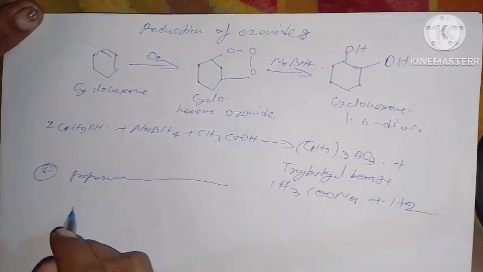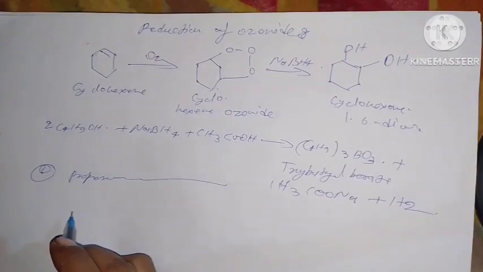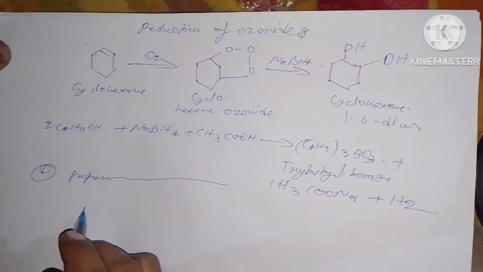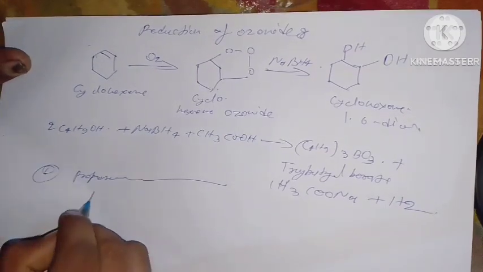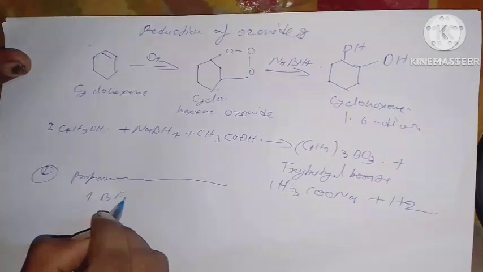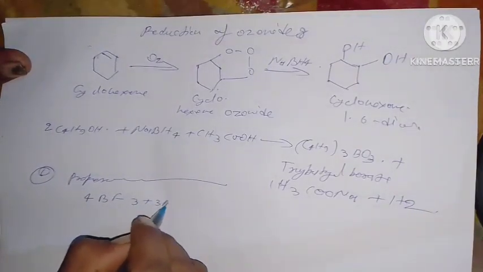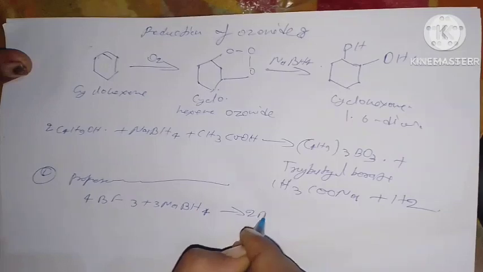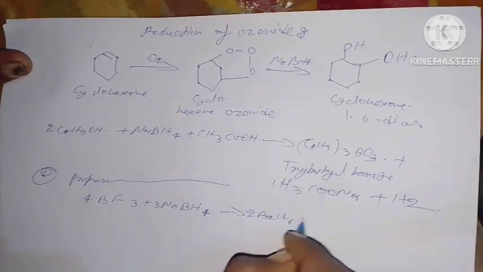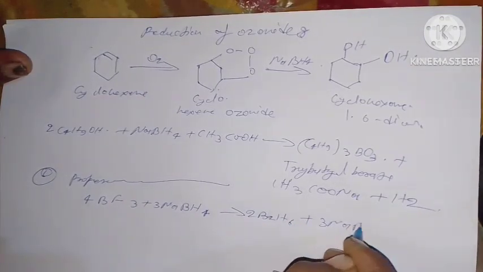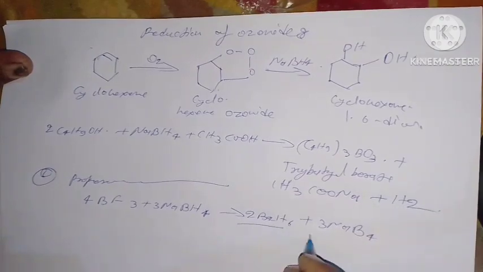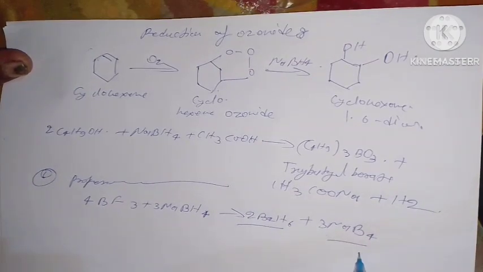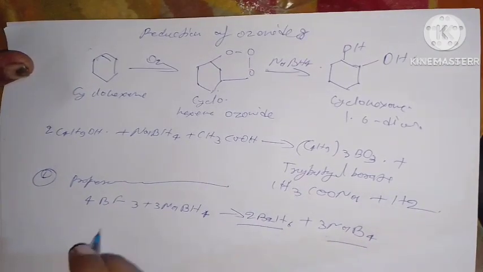Preparation of diborane. Diborane is obtained by the action of NaBH4 and boron trifluoride. Okay, 4BF3 plus 3NaBH4, that makes 2B2H6 plus 3NaBF4. This is diborane and this is sodium borofluoride.